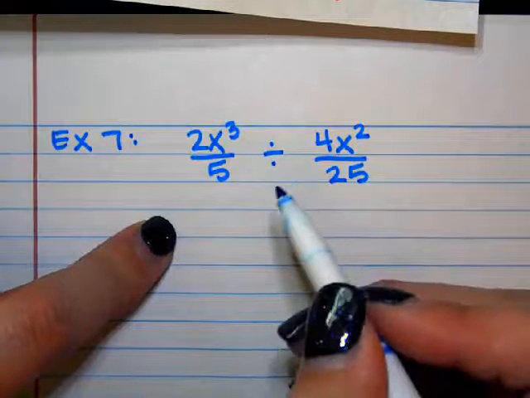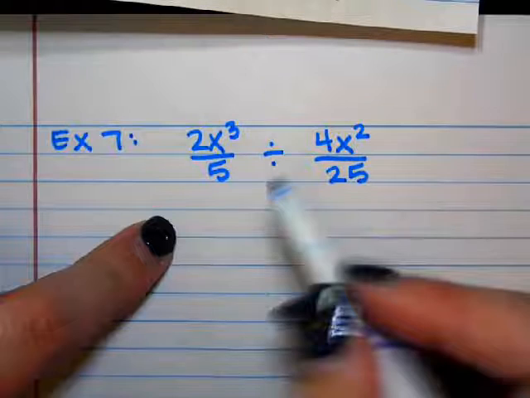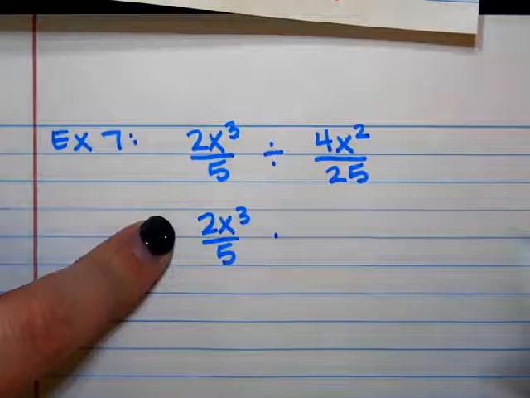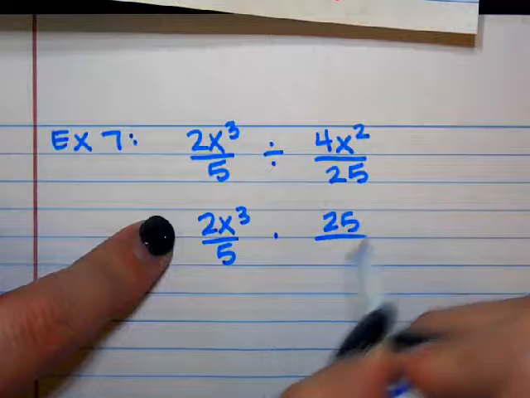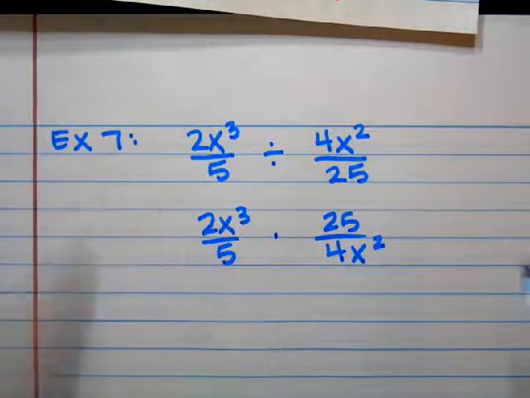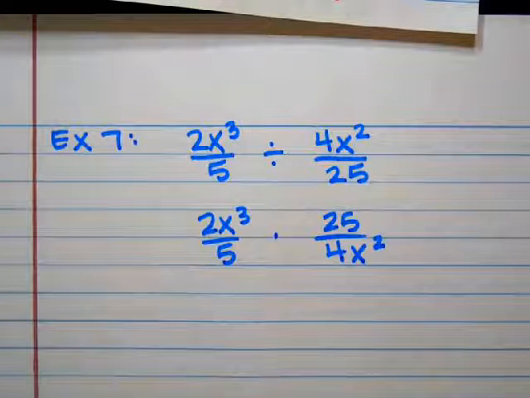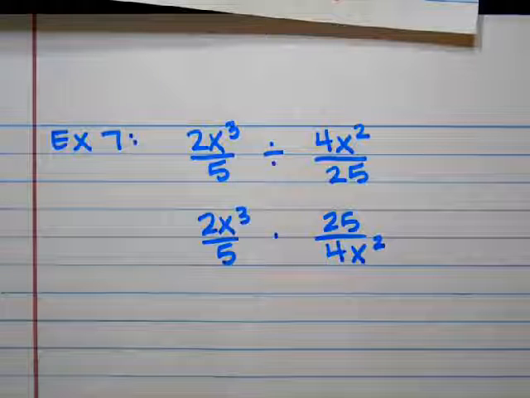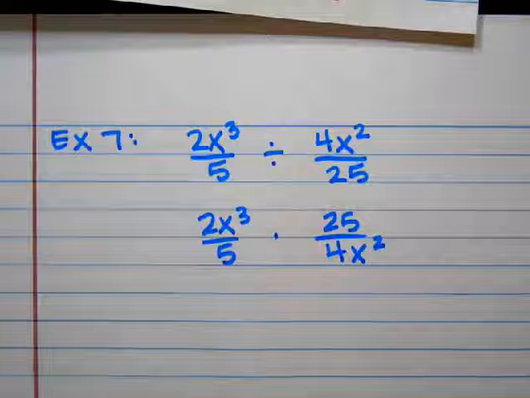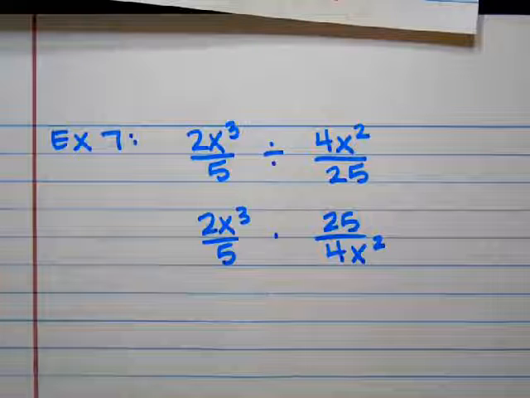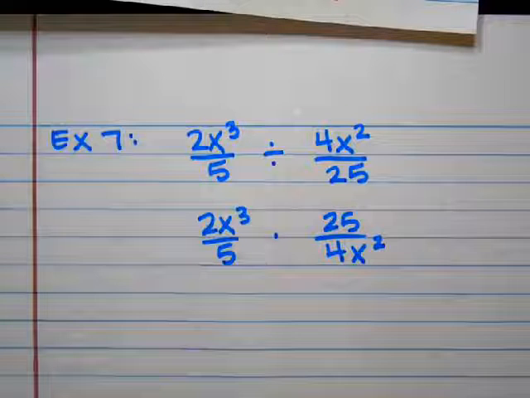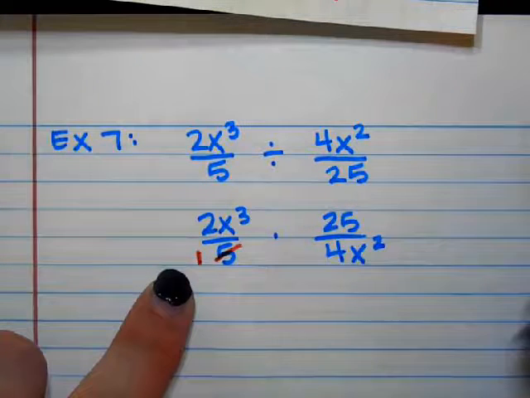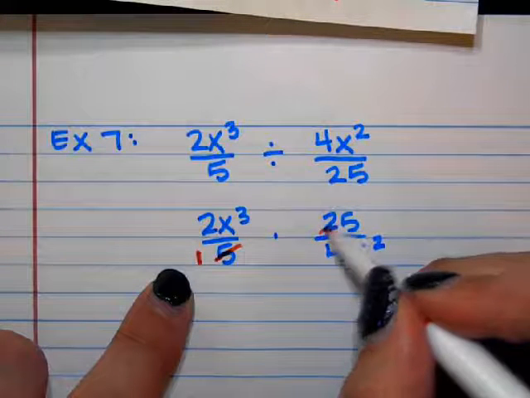2x to the third over 5 times 25 over 4x squared. Okay. So here's what I do, I look for things that are kind of in common, like the 5 and the 25. You guys see that? 5 goes into 5 one time, right? 5 goes into 25 how many times? 5 times, okay. What else is similar that I could also reduce?